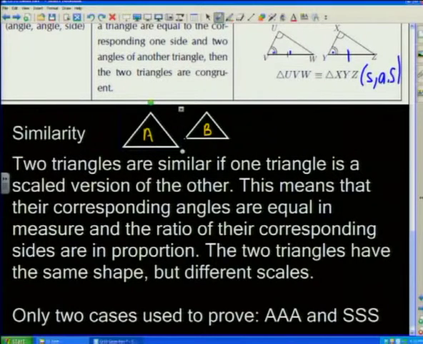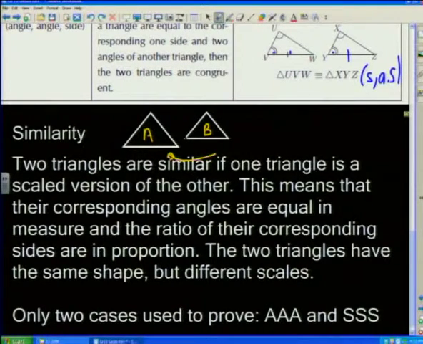They're exactly the same shape. The only difference is that B is slightly smaller than triangle A. So that means B is a scaled down version of triangle A. So it's smaller than triangle A, but it really is exactly the same. They're similar, okay? So it's not the same as congruency. These are not exactly the same, but they're similar, okay?